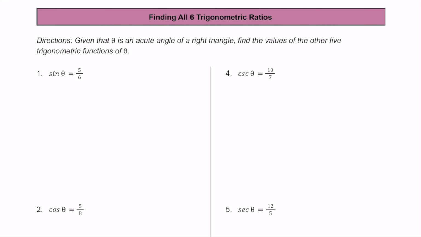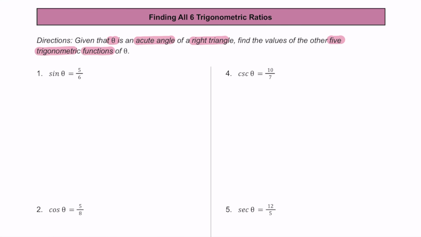Let's practice finding all 6 trigonometric ratios together. Keep in mind that for each of these practice problems, theta, or each of these angles, are going to be acute angles of a right triangle, and we're going to see if we can find the values for the other 5 trigonometric ratios, or the functions, since we're just given one in each problem.